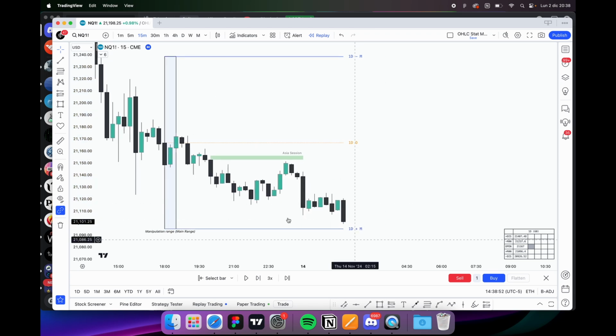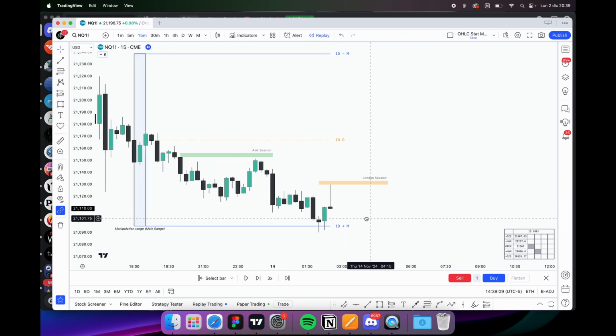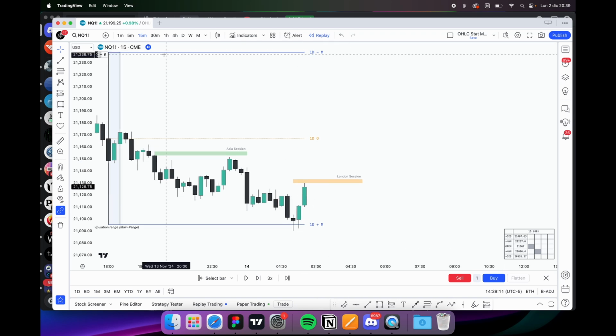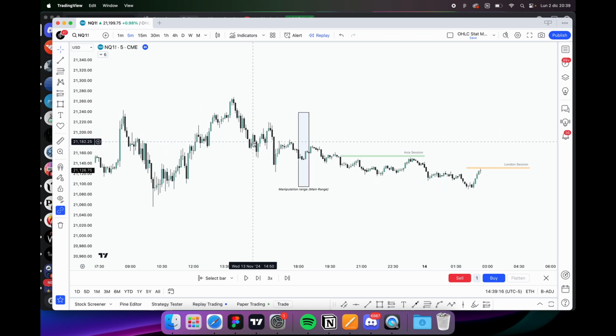And we want to wait for price to tap into one of these levels. In that case, we have Asia session highs intact, and we're going to tap into plus manipulation. So we tapped into plus manipulation. If we go down to M5, it will be much cleaner.